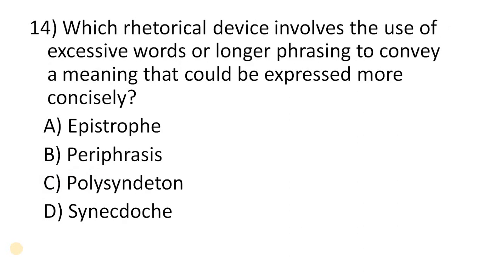14. Which rhetorical device involves the use of excessive words or longer phrasing to convey a meaning that would be expressed more concisely? A. Epistrophe. B. Periphrasis. C. Polysyndeton. And D. Synecdoche. And the correct answer will be option B, periphrasis.